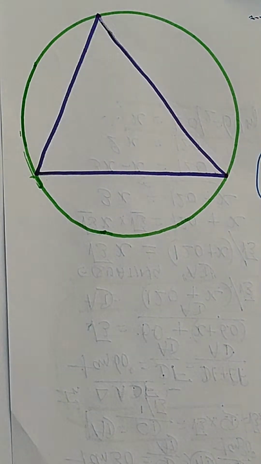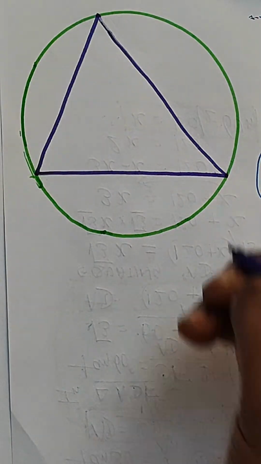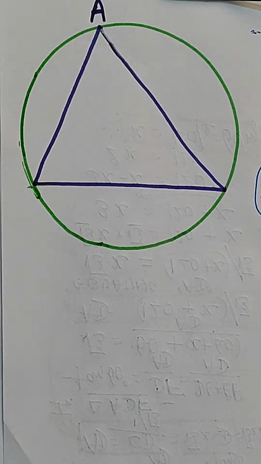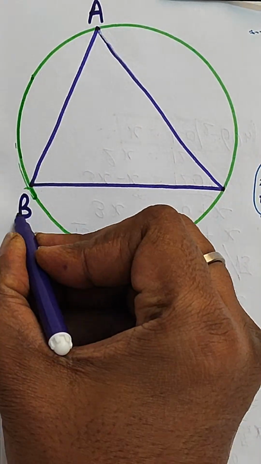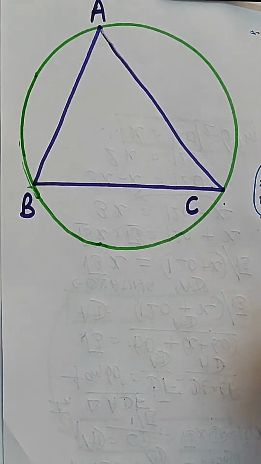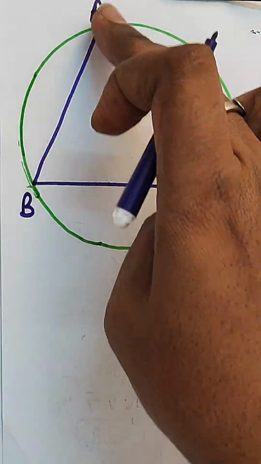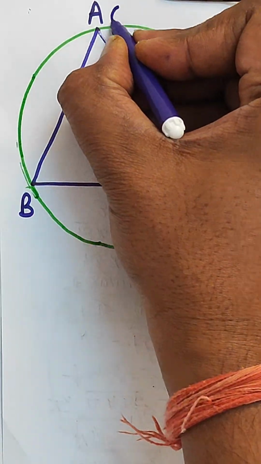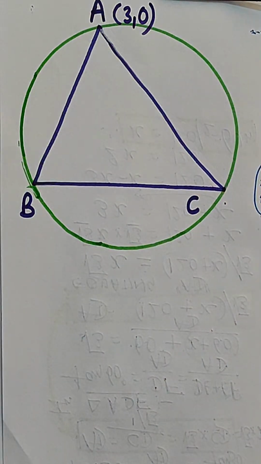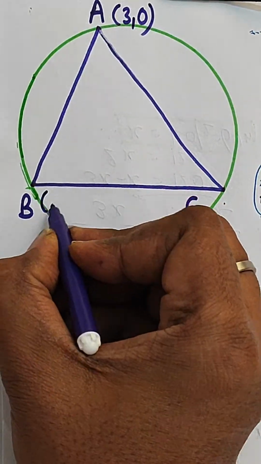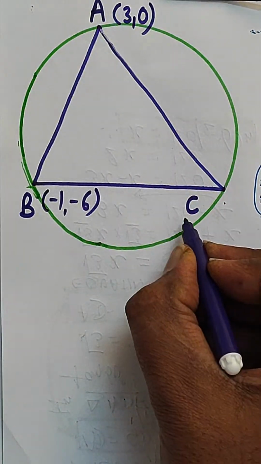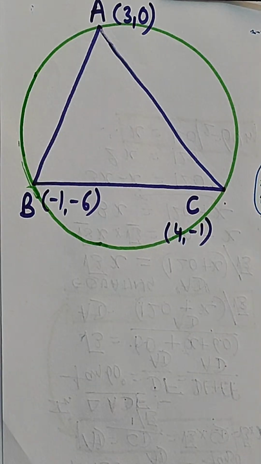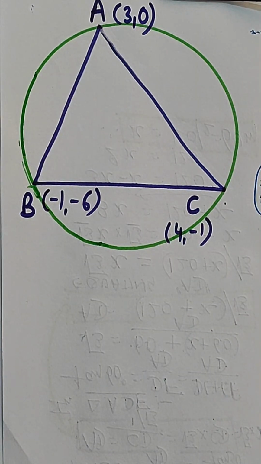right? For this triangle, the three vertices A, B, C are given to you. Let us say this is A, this is B, this is C, right? And the coordinates of these three vertices of the triangle are given to you as 3, 0 for this one, and the second vertex is -1, -6, and the third vertex is 4 and -1. So we need to find the circumcenter and the circumradius, right?